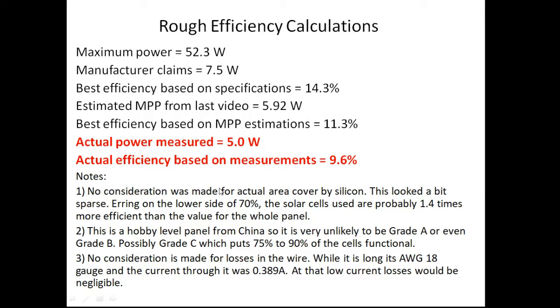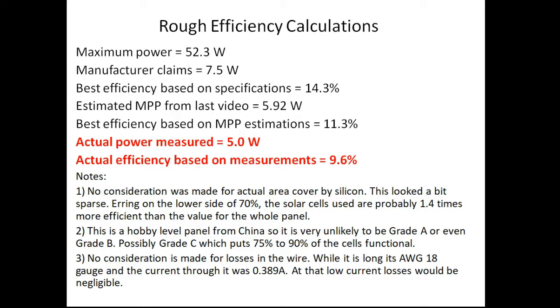So, notes here on what we've done. We've looked at everything, but we have not really considered that a large amount of this panel is not actually silicon. There are contacts in there, and extra spaces on borders and things that they've left out. So with a silicon area of perhaps 70%, the actual silicon cells themselves may be 1.4 times as efficient as the overall panel, simply because 70% of the panel might be covered with silicon, the rest non-producing. Of course, any light that falls there is wasted.